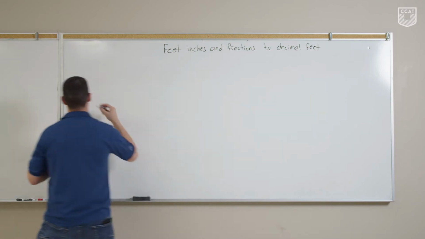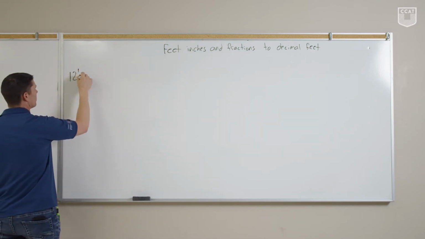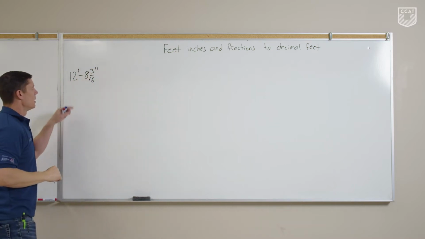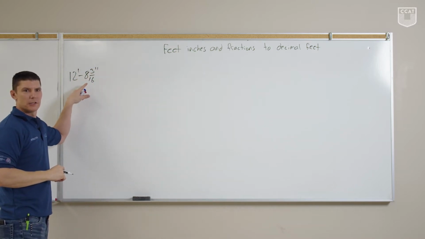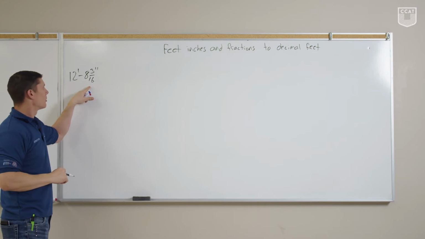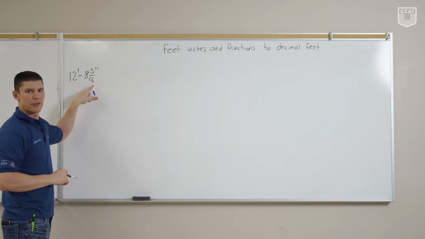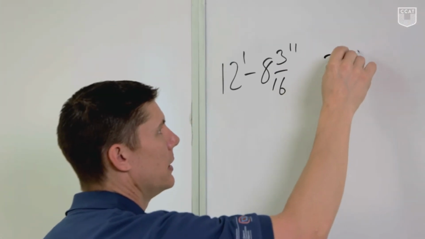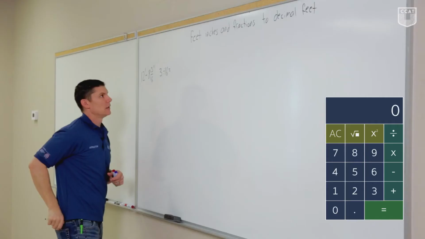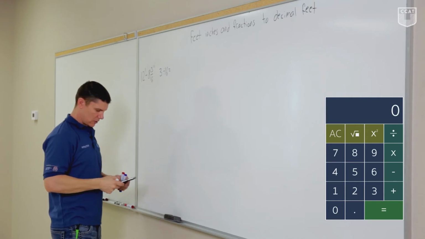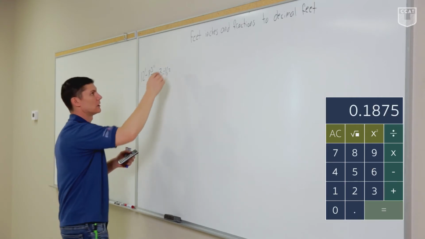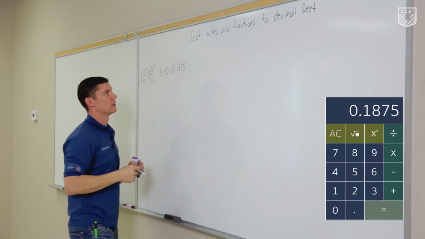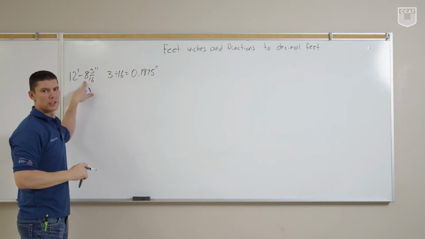Okay, so to start out, we'll start with 12 foot 8 and 3/16 of an inch. Anytime we're given feet, inches, and fractions in this form and we want to turn it to decimal, we're always working from right to left. So we've got the 3/16 of an inch. To work that out, we're going to go 3 divided by 16 in our calculator. So 3 divided by 16 equals 0.1875 inch.